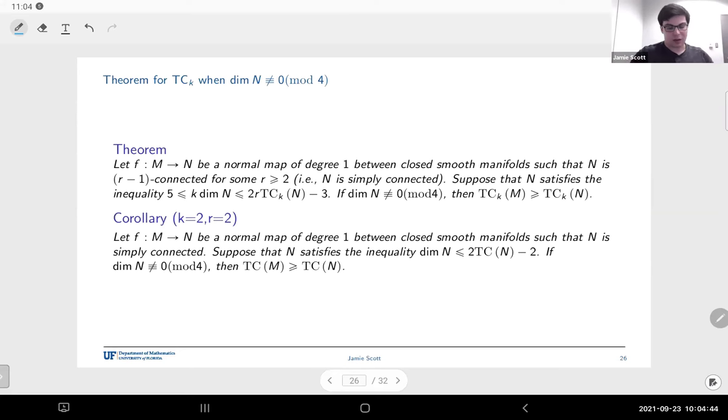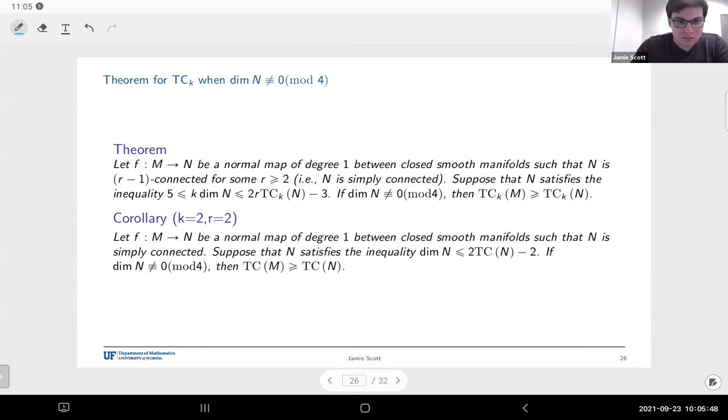So now, again, if we have a normal map of degree 1 between closed, smooth manifolds, and N is r minus 1 connected, r at least 2, in other words N is at least simply connected, and we assume the same inequality, except the dimension of our base in this case is k times the dimension of N, because we have k copies of N in there. And on the right, it's the same as before, so 2 times r times the TC sub k of N minus 3. Now, we also need to assume that the dimension of N is not congruent to 0 mod 4. We'll cover the 0 mod 4 case in a bit. You don't get as nice of a theorem there. Then the kth topological complexity of M is at least as big as the kth topological complexity of N. When I say you don't get as nice of a theorem, I haven't proved as nice of a theorem. Maybe somebody else can.